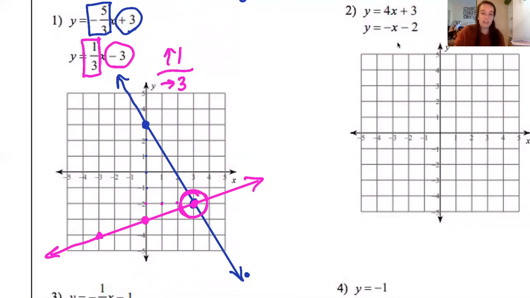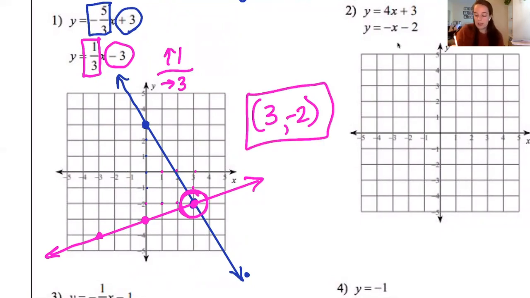So my solution, I need to give it a name with its coordinate point. So on the x-axis, I went over 1, 2, 3. And on the y, I went down 2, -2. So this is my solution. You need to have the graph to show your solution and the point to tell what the solution is. So you're going to graph both. You're going to find where they cross. That's your solution.